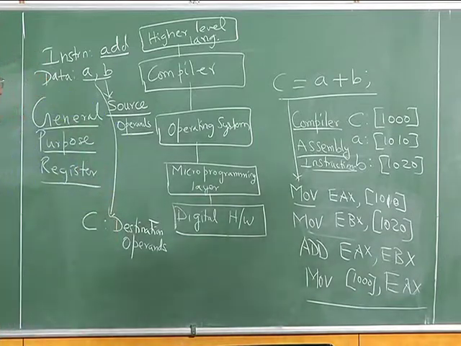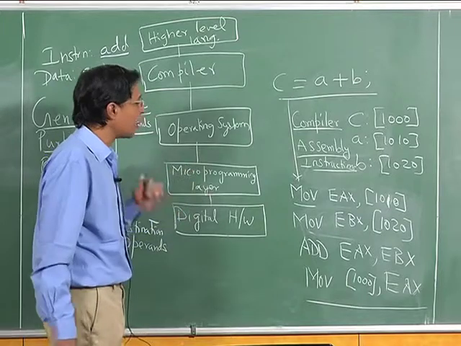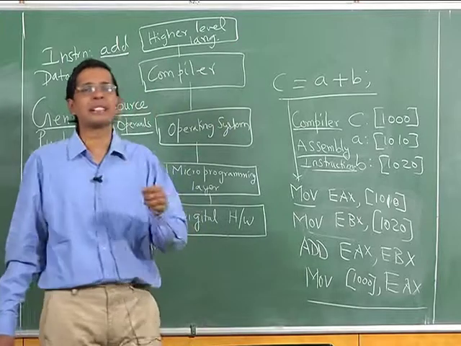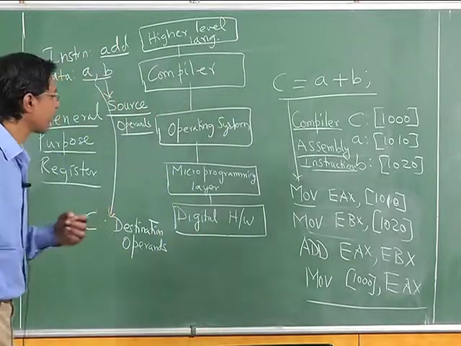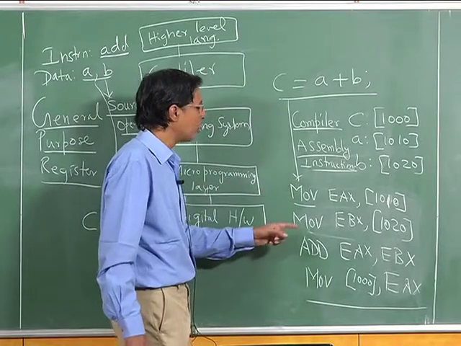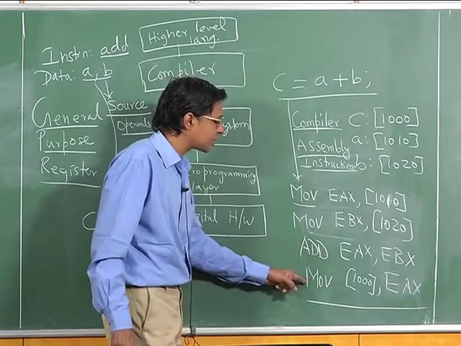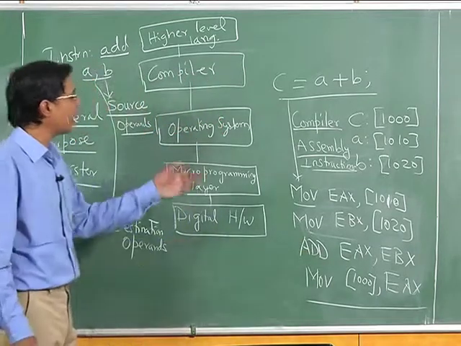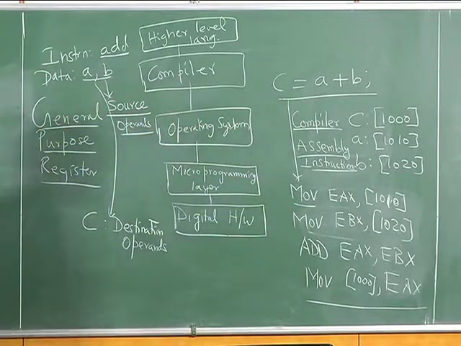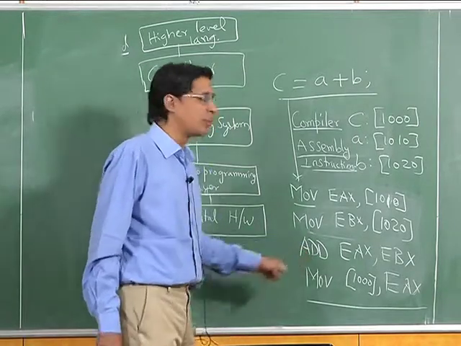Fine. Now what will the hardware do? It will take instruction by instruction and start executing it one by one. So first it will take move EAX, 1010, then it will move EBX, 1020, then it will execute add, then it will execute another move. So the hardware will take one by one and start executing it. Now let us see what it means to execute this.